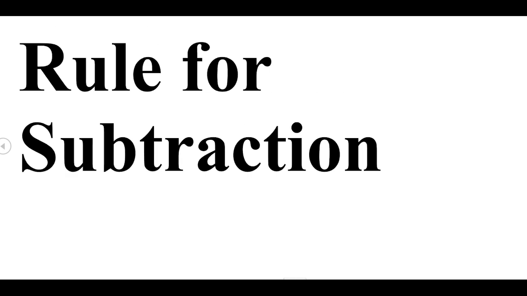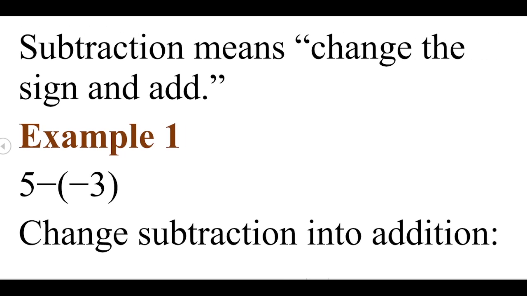Rules for subtraction. The fundamental rule for subtraction is change the sign and add. Whenever you see a subtraction sign, turn it into addition and flip the sign of the number that follows it. For example, 5 minus minus 3. Change the subtraction of a negative into addition. 5 plus 3, the final answer is 8.